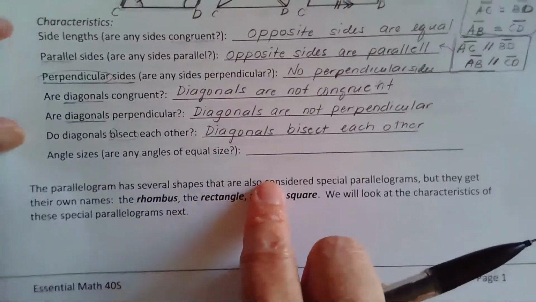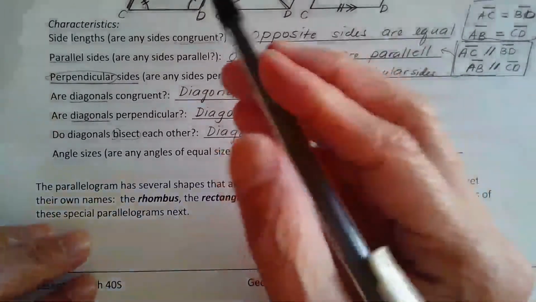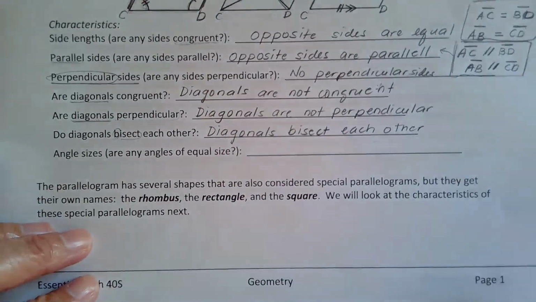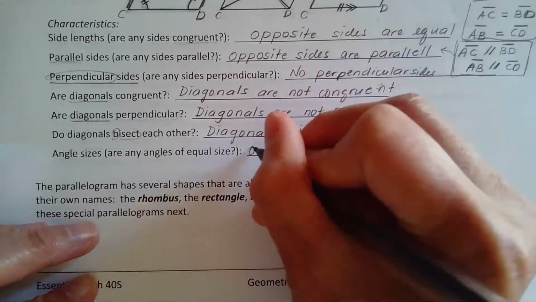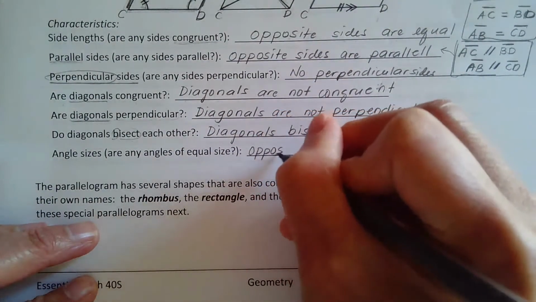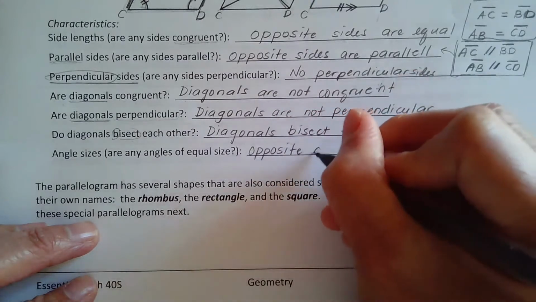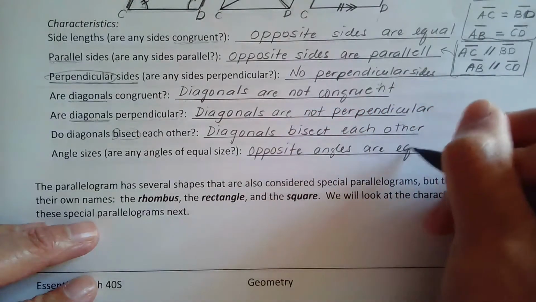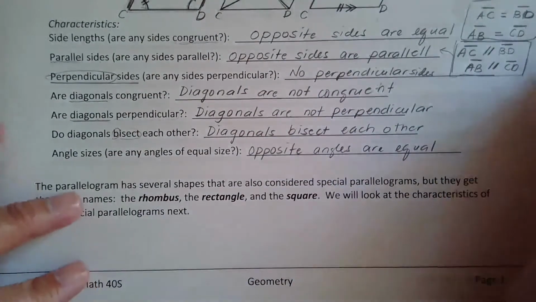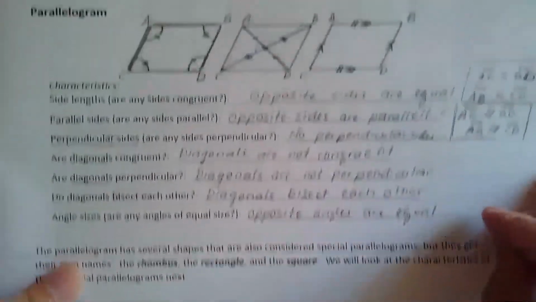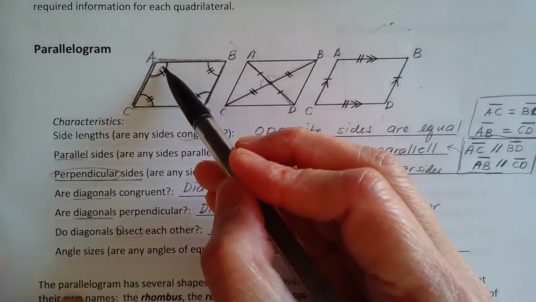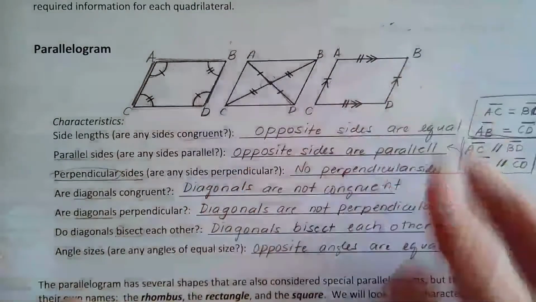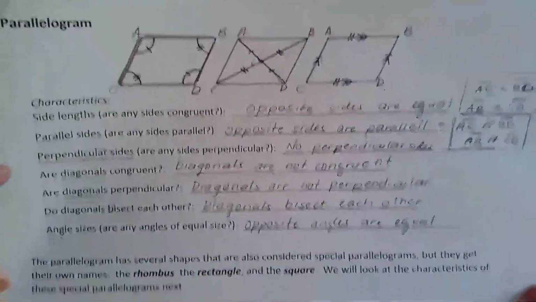We can say that opposite angles are equal to each other. They're opposite of each other. So angle A and angle D are equal. Angle C and angle B are equal. Okay.